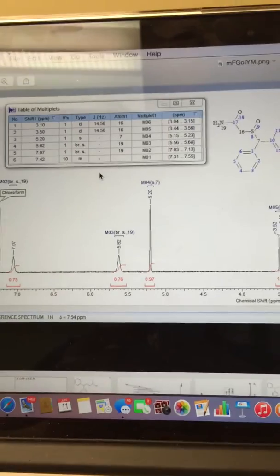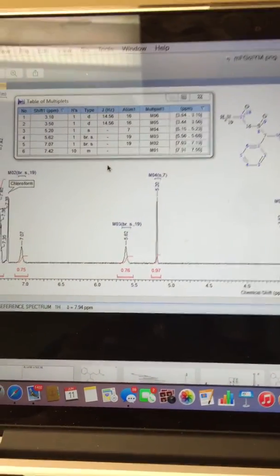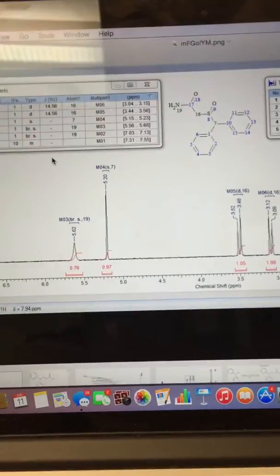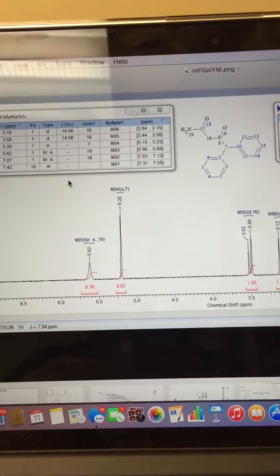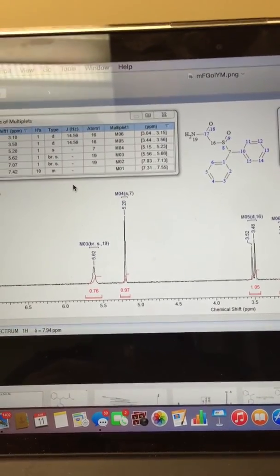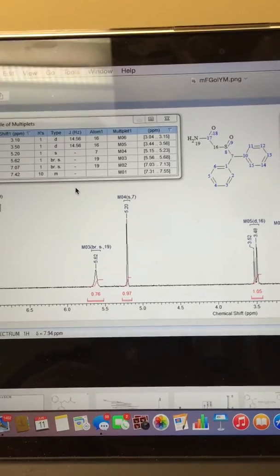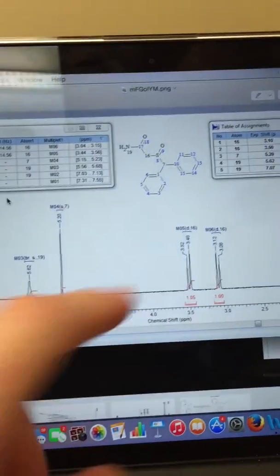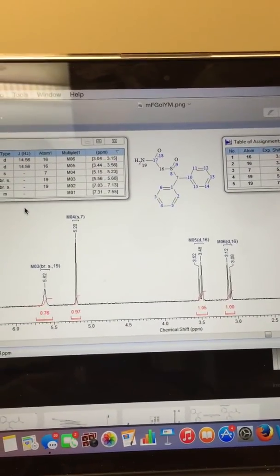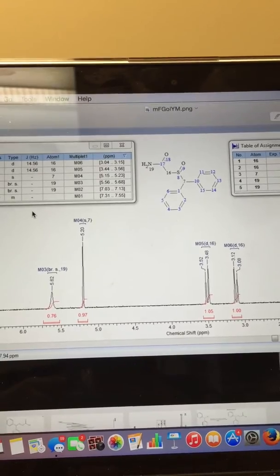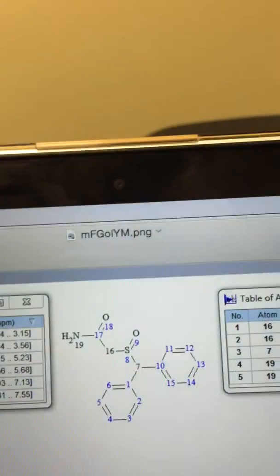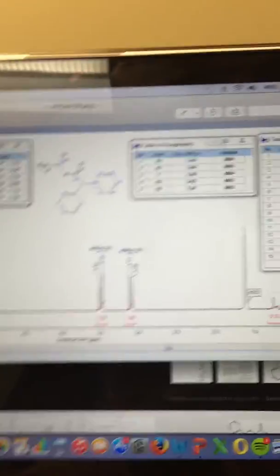From splitting, we can see the singlet, which hints no adjacent hydrogens, at 5.2, which is here, and the 2 doublet peaks, meaning one nearby hydrogen, between 3 and 3.5 ppm, which would be right here. Those are the 2 H's from position 16. So right here, this carbon has 2 hydrogens splitting off, and that's what's showing us because we have 2 adjacent hydrogens.